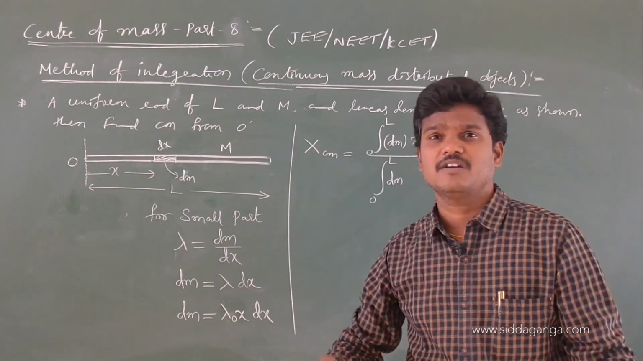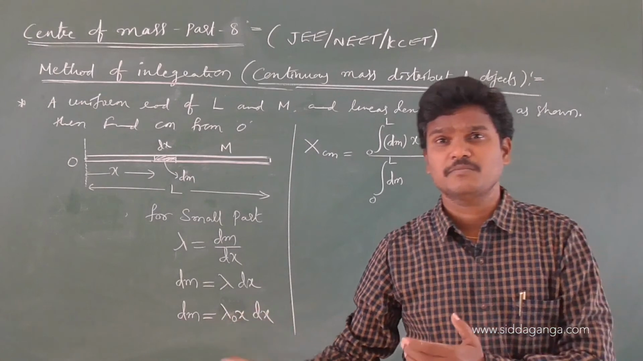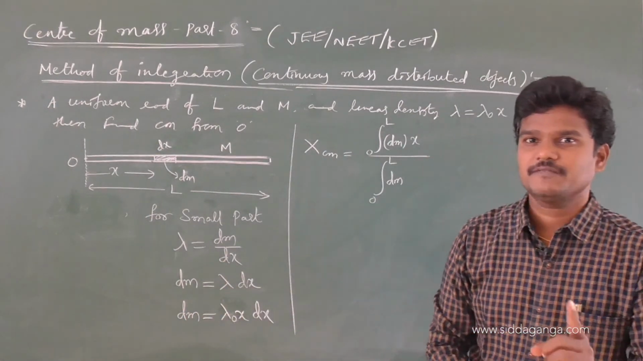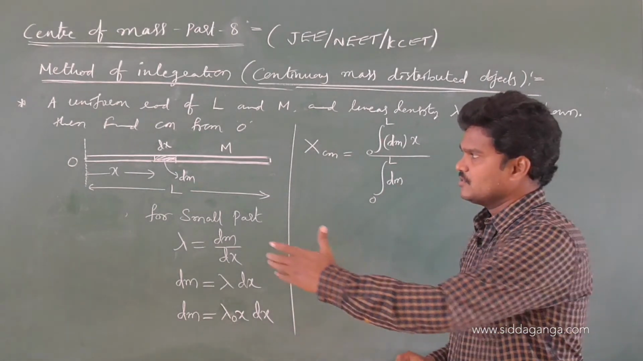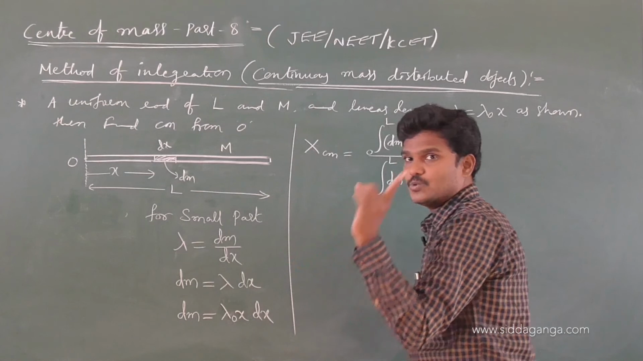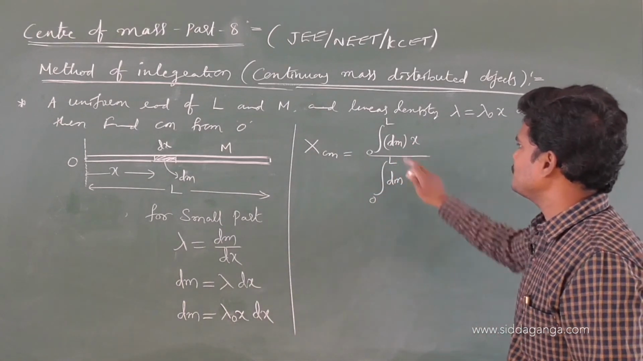Next, some angles will come: 0 to pi by 2, minus pi by 2 to plus pi by 2. Different angles will come. Identify the limits, where it starts. So x starts from 0, ends at L. 0 to L. Now substitute this dm value.